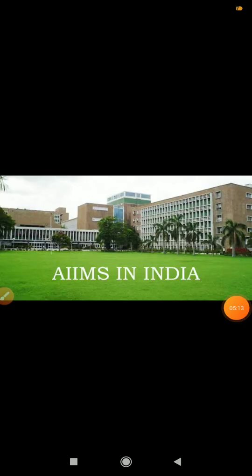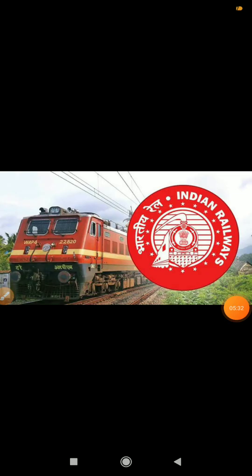AIIMS Delhi in India is the biggest medical research facility and hospital, which is another government run institution, and it provides medical facilities to the people. Indian Railways is yet another government run institution. The government provides the facility of trains as well as the facilities of railway stations.